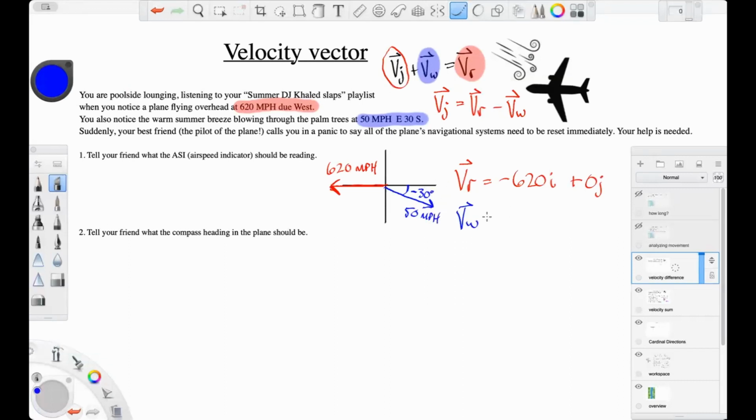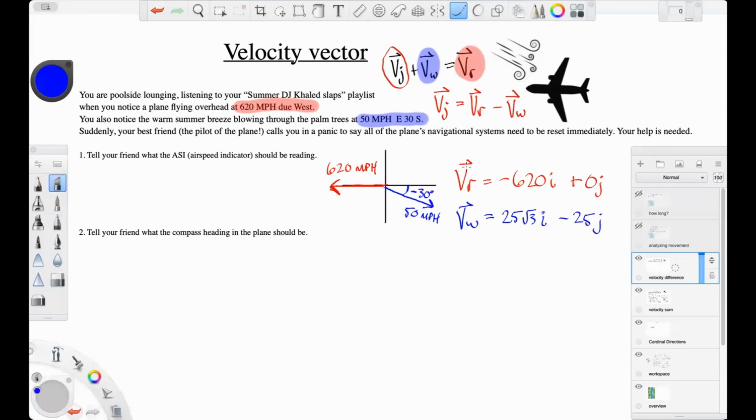All right, so then we want to break this into its components. So it's going to be the magnitude times the cosine of negative 30 degrees, which is going to be 50 times root 3 over 2. So 25 root 3i. And then we want to do the magnitude times the sine of negative 30 degrees. Sine of negative 30 degrees is negative 1/2. So 50 times negative 1/2 is negative 25j for that component.